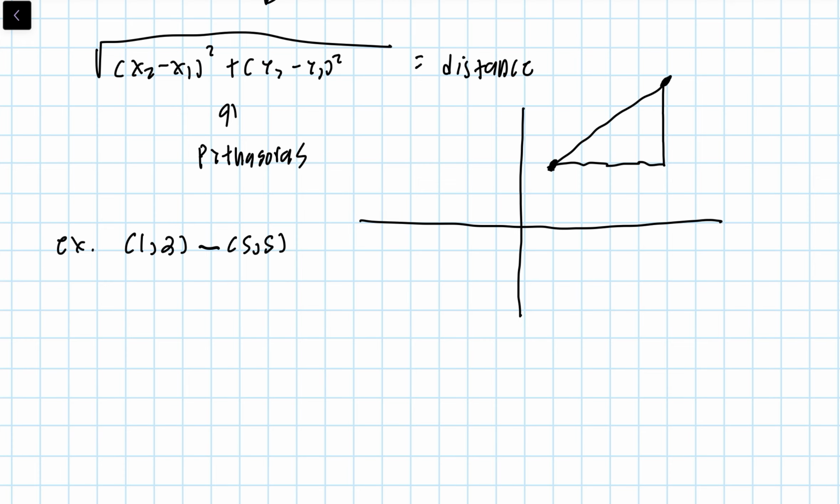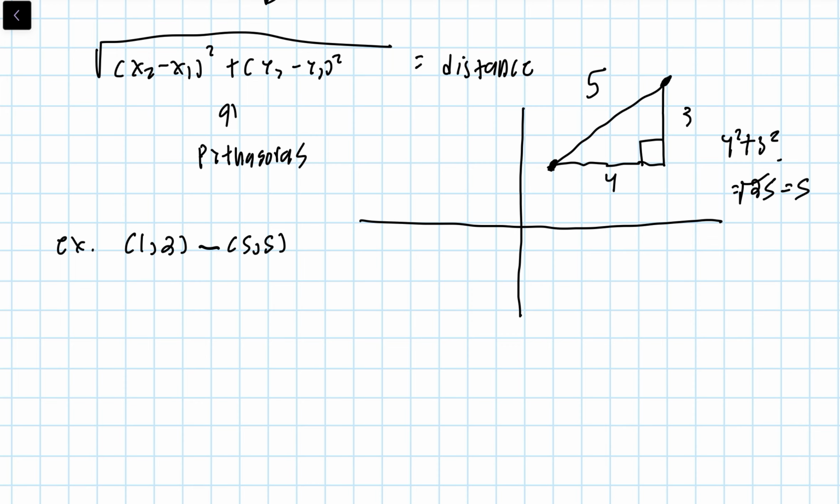So the distance from 1 to 5 is 4 in the x direction, and in the y direction it's 3. So already, if you know your right triangle theorems, you can tell that the distance is going to be 5. Because of the Pythagorean theorem, you have 4 squared plus 3 squared is equal to 25. And then you square root that, and you get 5, which is the distance.